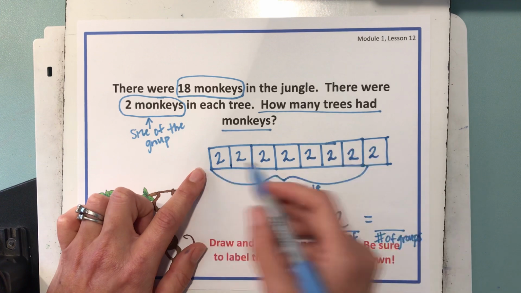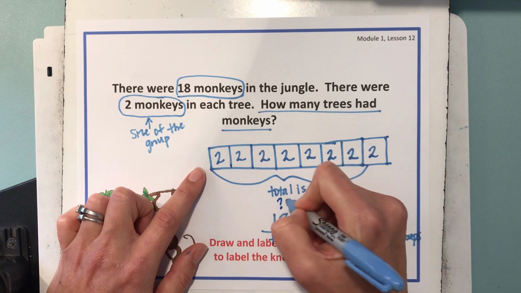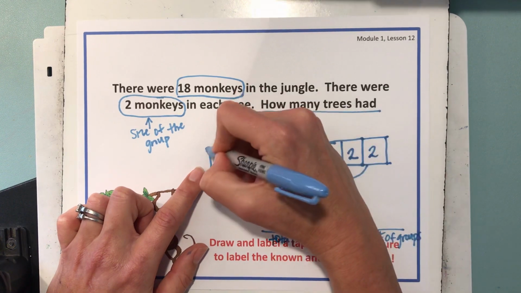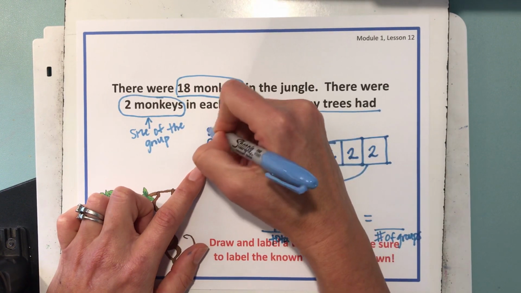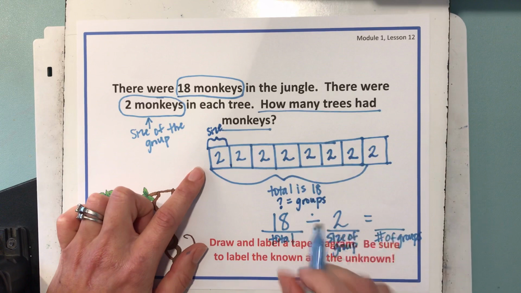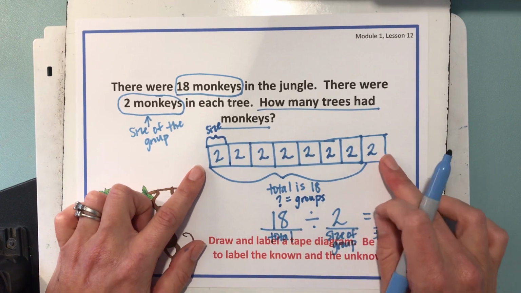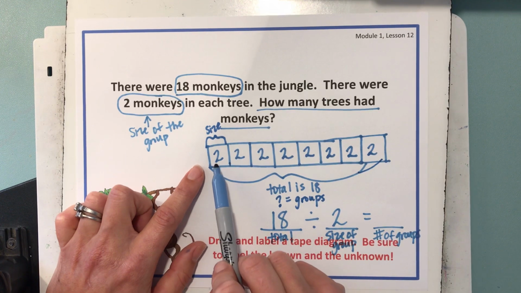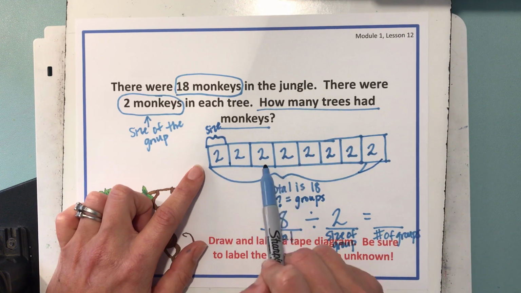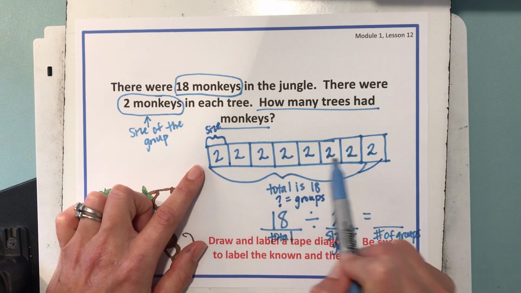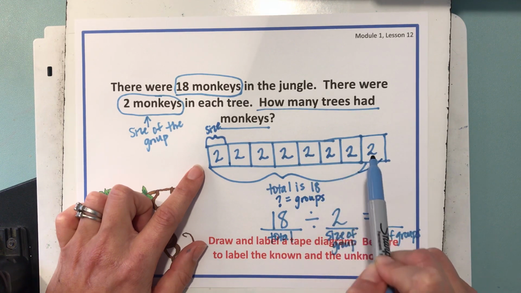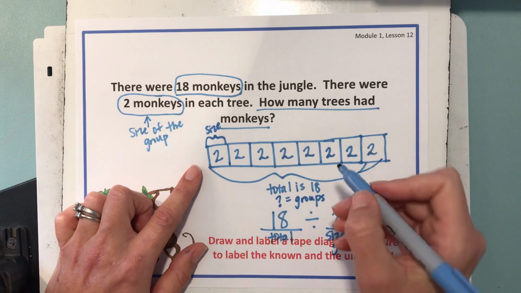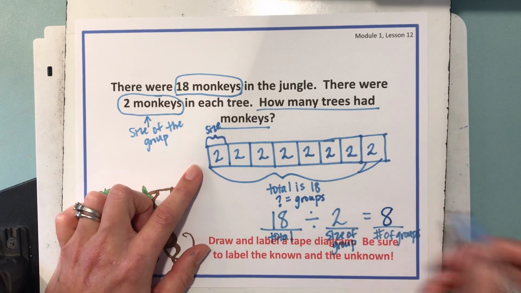So how many groups do I have? That was our question, right? We didn't know the number of groups. We knew the size of the group, but we didn't know the number of groups. So now we do. What is the number of groups? Well, let's count. 1, 2, 3, 4, 5, 6, 7, 8. So we have 8. Oh, that's not right.